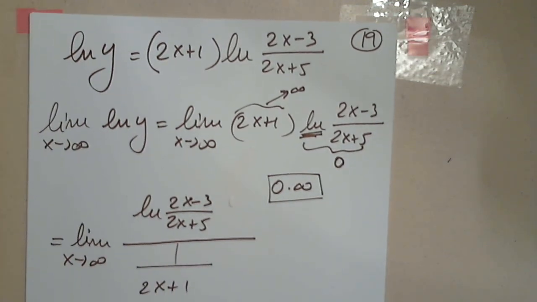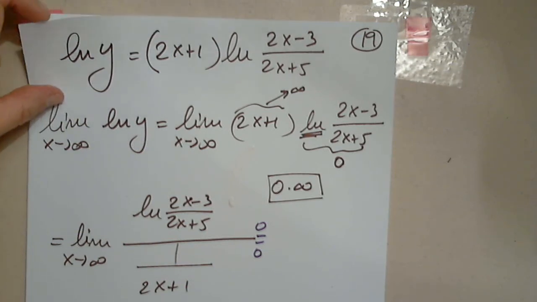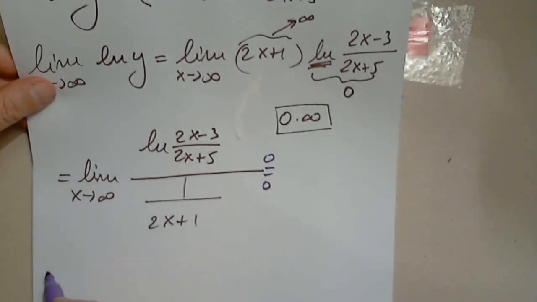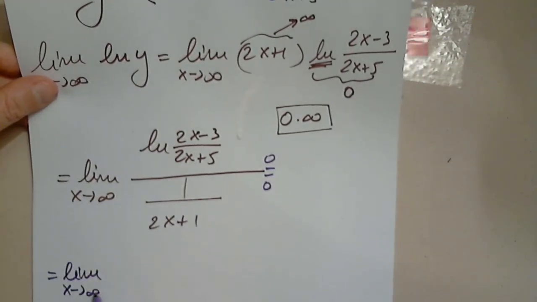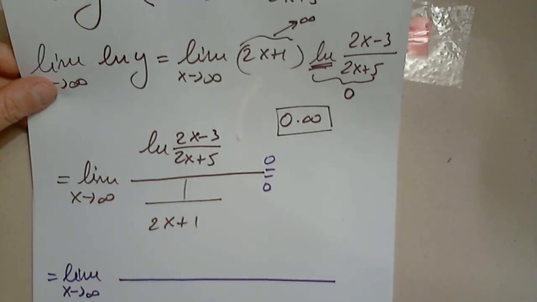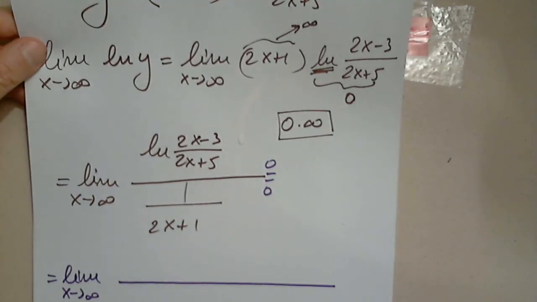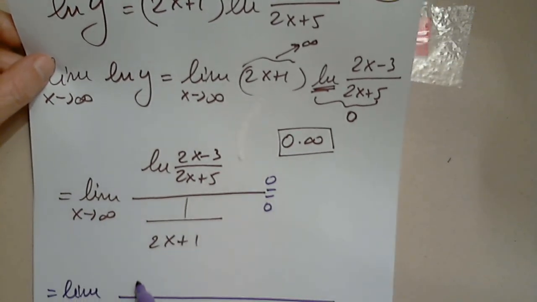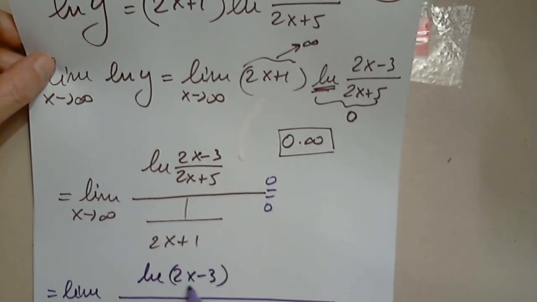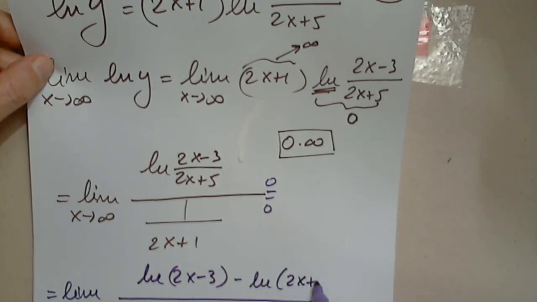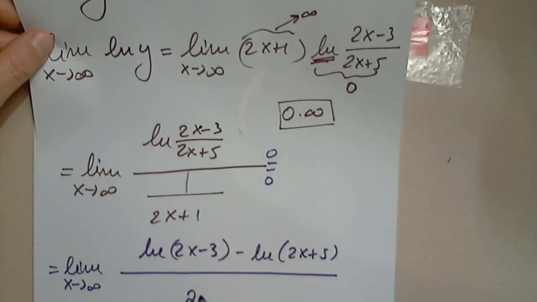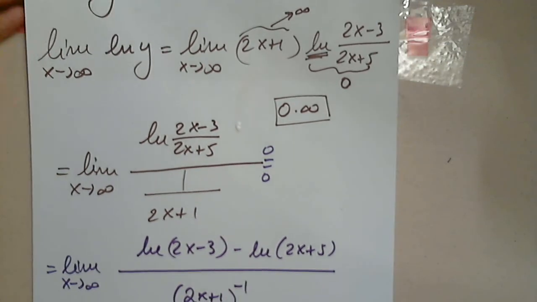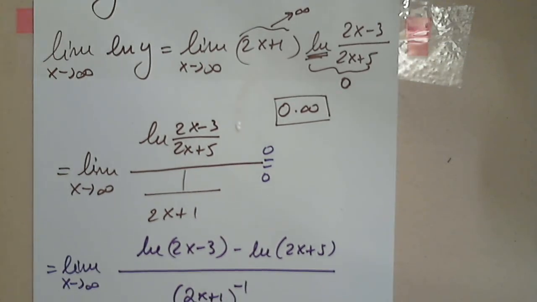Okay, then, so now I'm ready to apply L'Hopital's rule because the numerator is 0 and the denominator is 0. I mean, the numerator approaches 0, the denominator approaches 0. Okay, ready? Before I do that, I think I'm going to change this into natural log of 2x minus 3 minus natural log of 2x plus 5, and I'm going to change this into (2x plus 1) to the negative 1 because it's easier to differentiate.